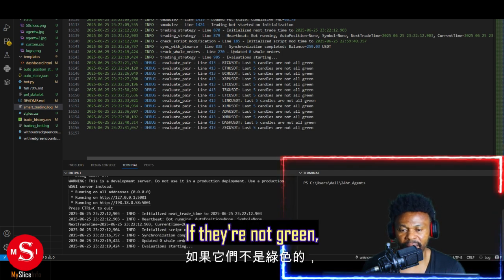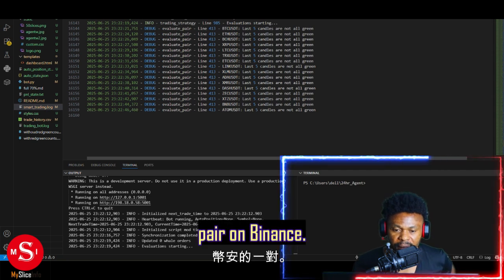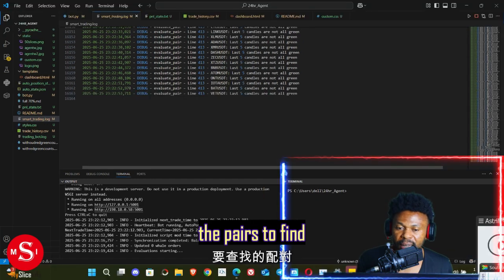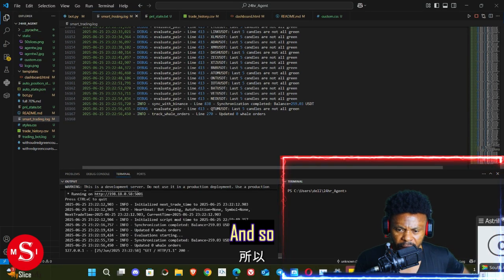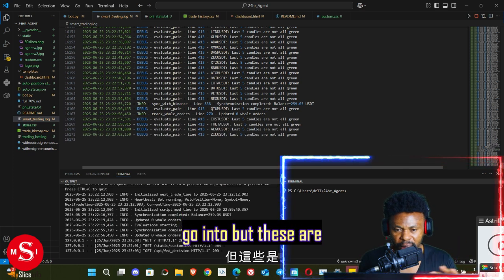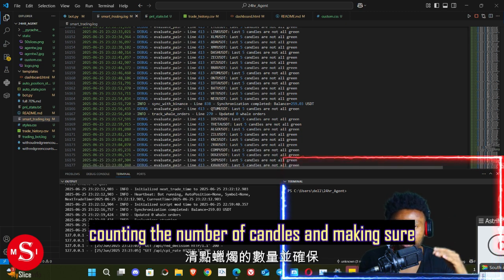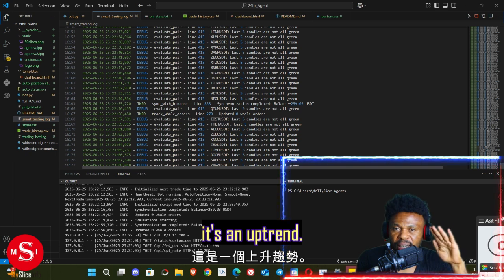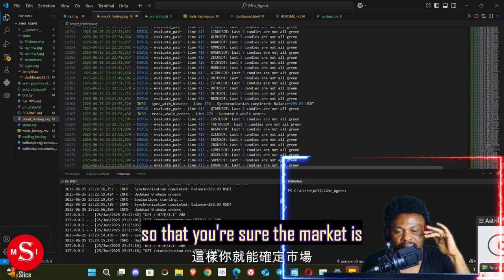If they're not green, it moves on to the next pair on Binance, and to the next pair, and then evaluates all the pairs to find the right pair to trade at that time. And so the other rules, which I don't want to go into, but these are the first rules, and then there's more rules counting the number of candles and making sure it's an uptrend, it has been an uptrend for some time, so that you're sure the market is exhausted.